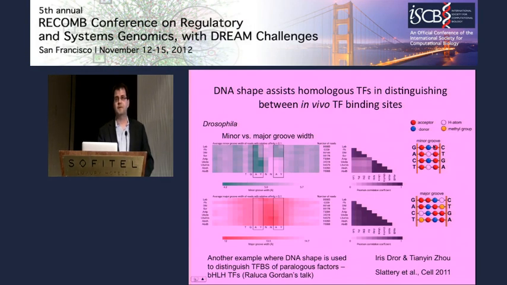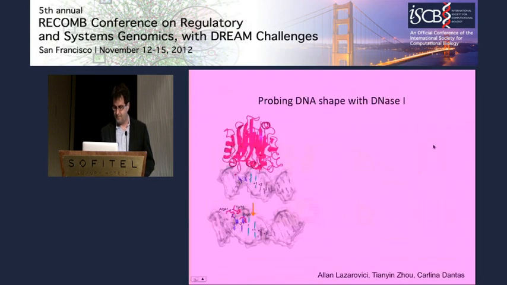So what I showed here for Hox proteins, shape distinctions due to variations in the core motif are important for specificity. Raluca Gordon will talk about basic helix loop helix factor, where we showed that variations in the flanking sequences lead to this specificity between binding sites in various locations in the genome. And I've talked so far about transcription factors. Let me show one more example.